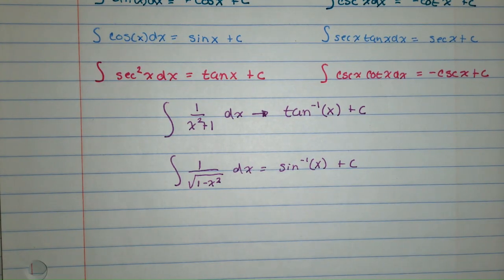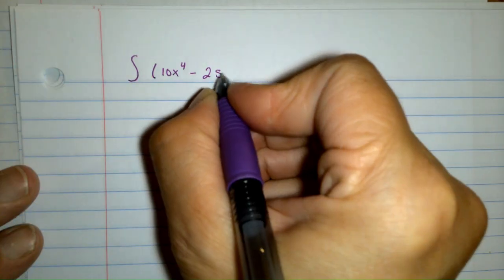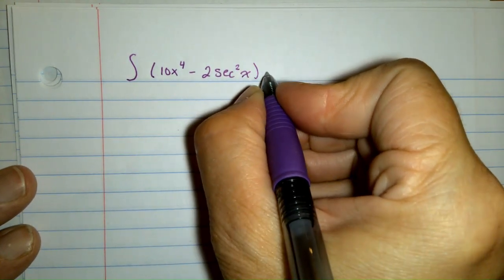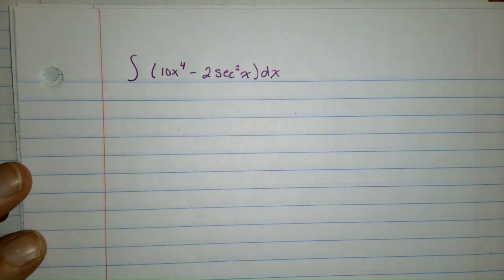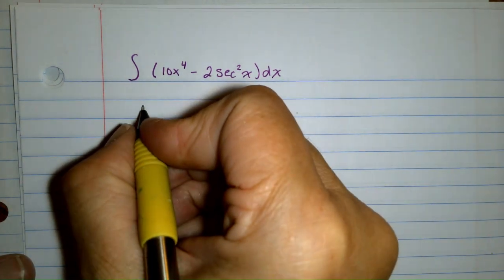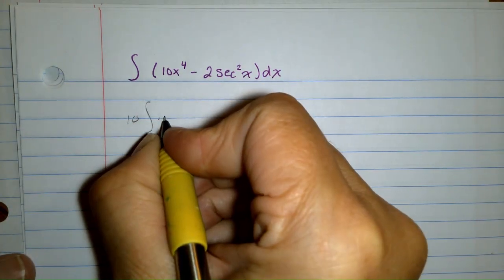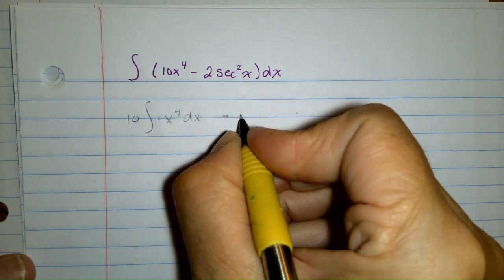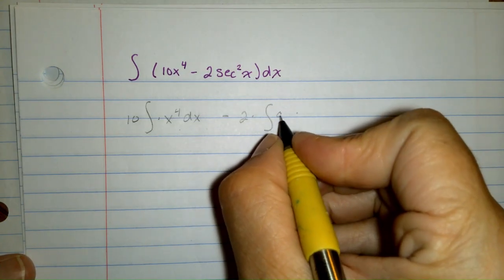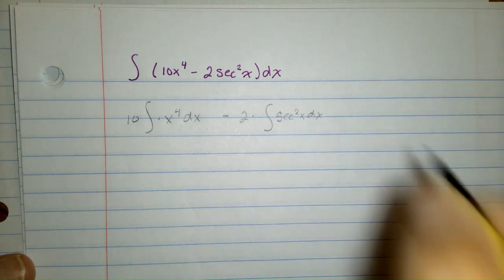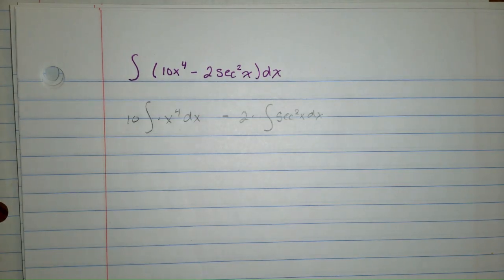So let's just go ahead and throw some of these rules into applications, because that's the only way to get practice with these, because they're all going to look different but yet not be different. So the integral of 10x to the fourth minus 2 secant squared x dx. Technically, you're supposed to think about this like this: the integral of 10 times x to the fourth dx minus 2 times the integral of secant squared x dx. That way you can apply it directly to a rule.